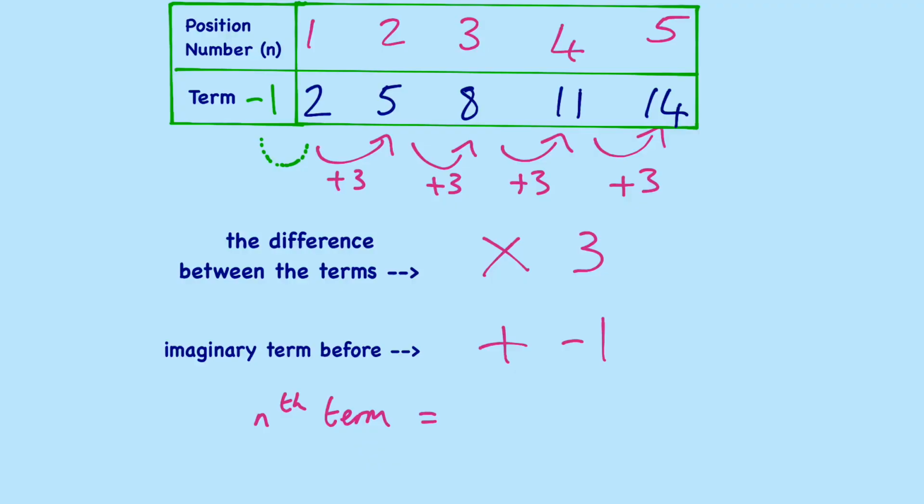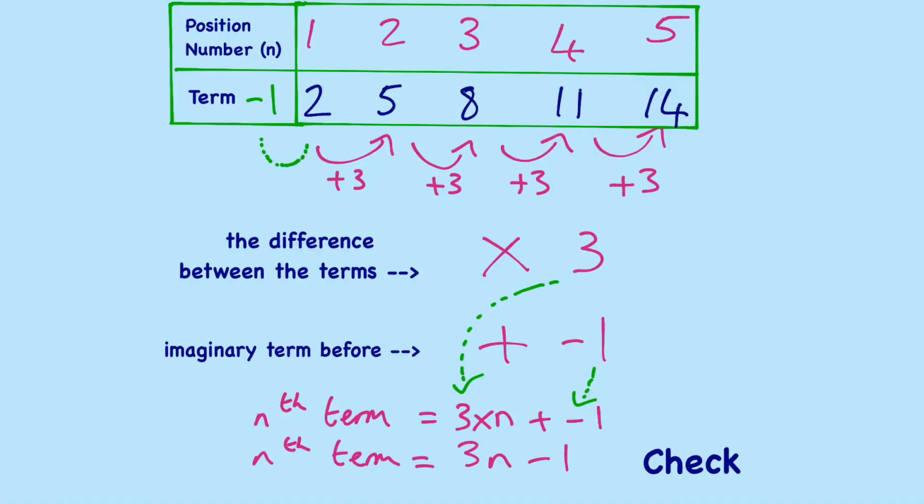So putting that into the formula, I bring down my times by 3 and my minus 1. So that's 3 multiplied by the n, and then you add the negative 1. Now, if you can remember from a clip on number, a plus and a minus written right beside each other become a minus, so I can rewrite this nth term formula as 3n minus 1.